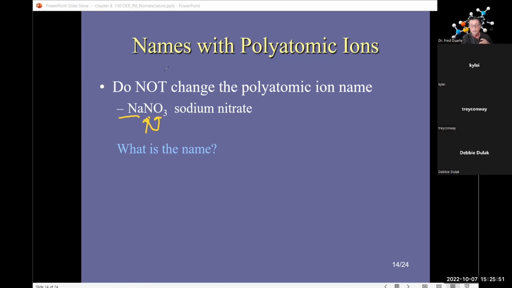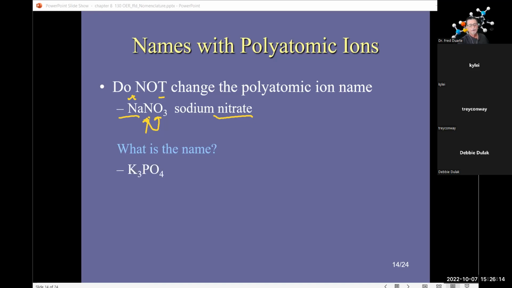So that right there should trigger and tell you, I've got a polyatomic ion. Let me go to the table to look up NO3. When you do that, you'll find it is called nitrate. You'll find that it has a -1 charge, and the sodium has a +1 oxidation number. So that ratio is correct.